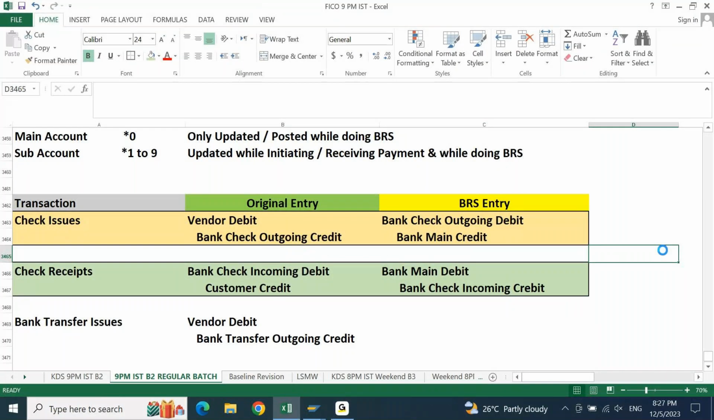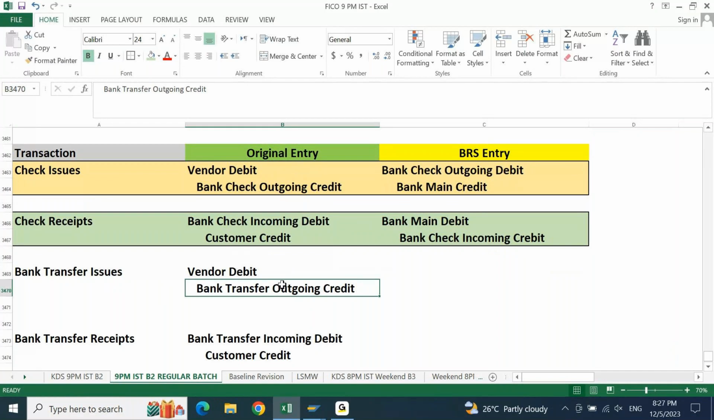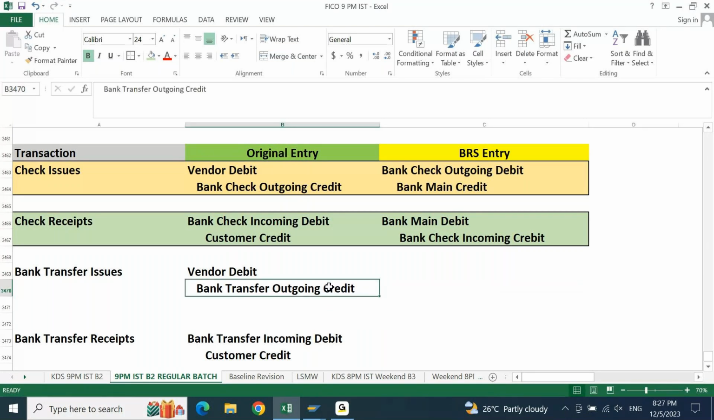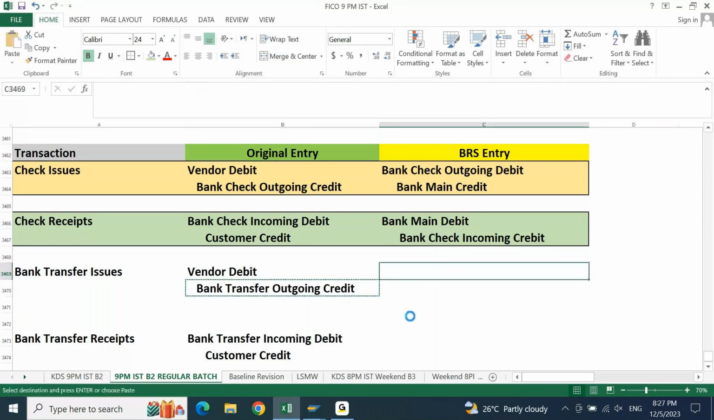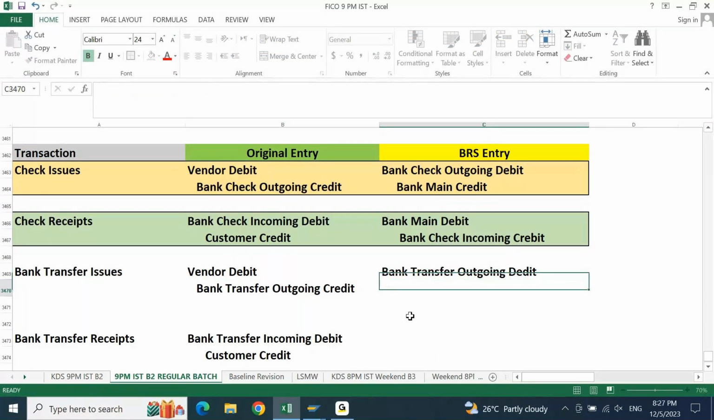Similar logic is valid for the other payment. When you take the other payment, you have bank transfer issues. Here also the same logic applies. Your sub account position is taken over by the main account, and the sub account will take the opposite position. The sub account is on the credit side, so it will go to the opposite position. The opposite position for credit is debit. I'll take it on the debit side. Next, on the credit, what is going to come? It is going to be your bank main account.